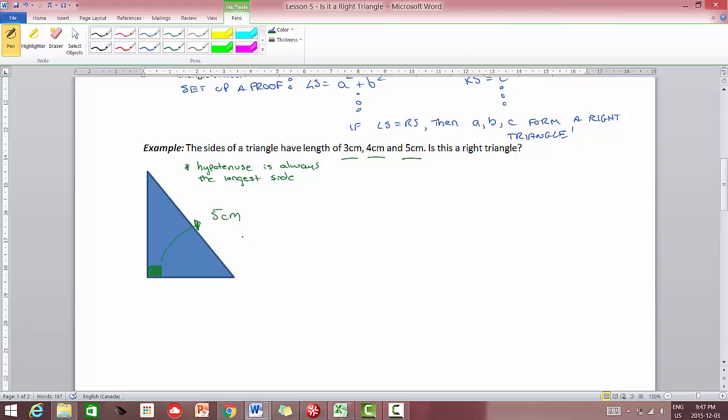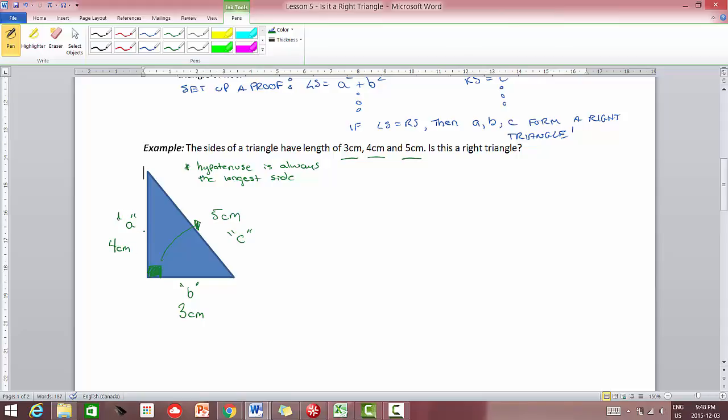Now, we'll call this our c, and we have a, and we have b. Again, it doesn't matter which side you label a or b, because they're both going to belong on the left side of the equation, and you're going to add them together anyways, so it doesn't matter what order they go in. For today, we'll call this side 3 centimeters, just because it looks a little bit shorter than the other one, and we'll call this one 4 centimeters as a.